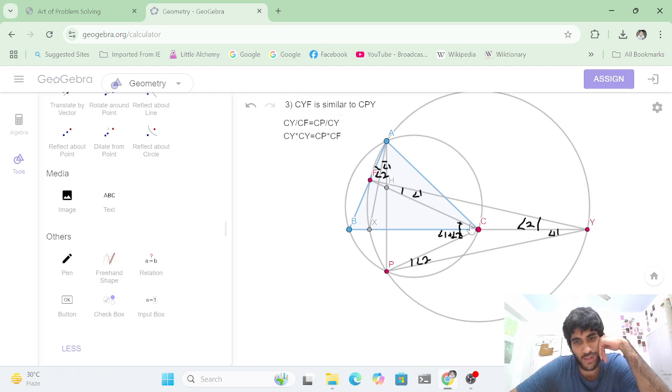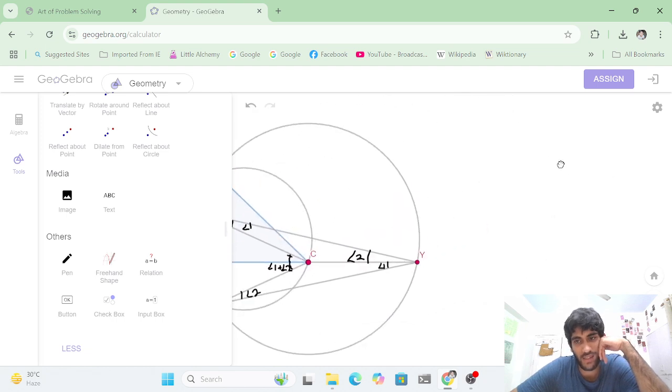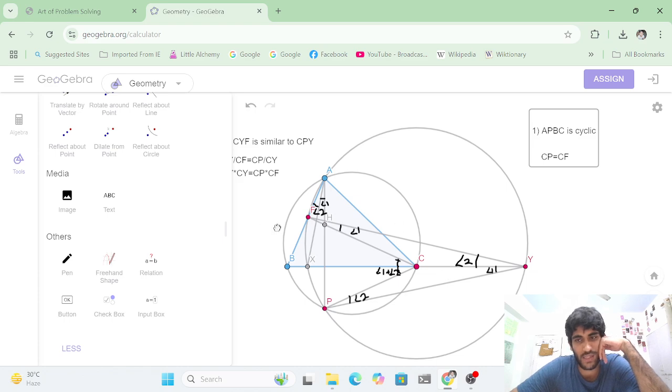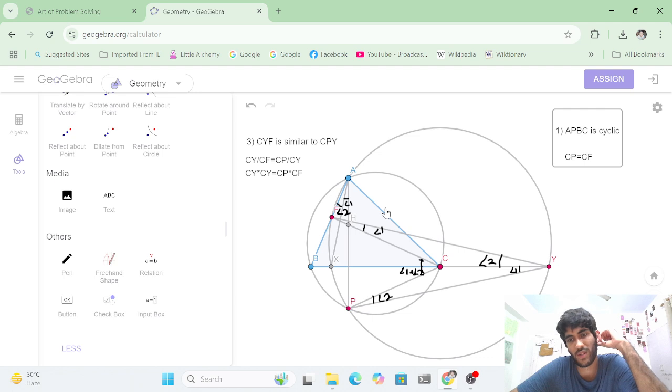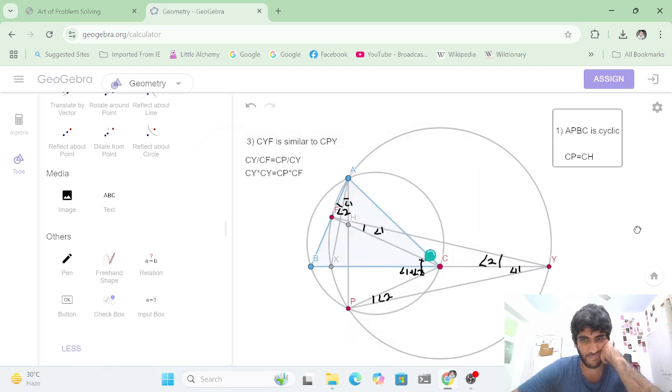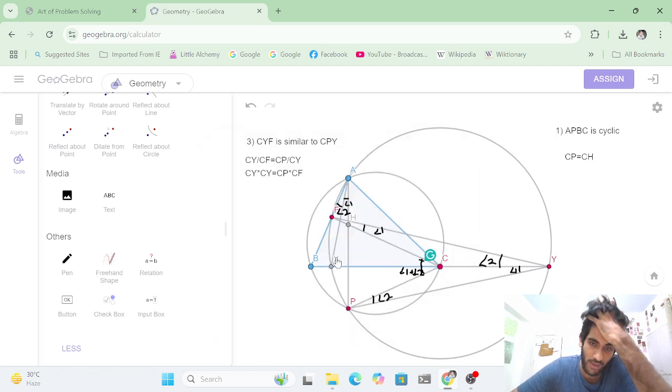Now what can I do? CY square is equal to CP into CF. And one more thing that I know from before is that CP is equal to CH. I have written it all wrong earlier. So yeah, CP is equal to CH. So if I want to extend this, CY square is equal to CP into CH is what I want to show now.